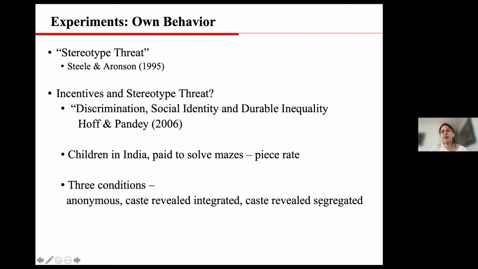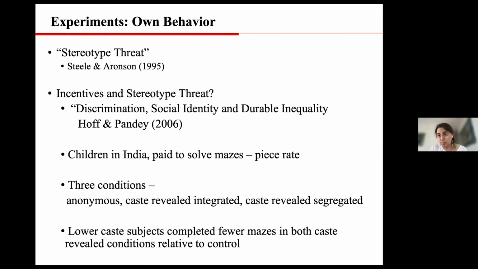Then there are separate rooms where kids of one caste are in one room and kids of another caste are in another room, but their names are still read, so that people are aware that somebody knows their caste. And the remarkable result is that the lower caste subjects completed fewer mazes in both caste conditions relative to the control. So the interpretation is simply making caste salient, making caste something in the kids' minds.